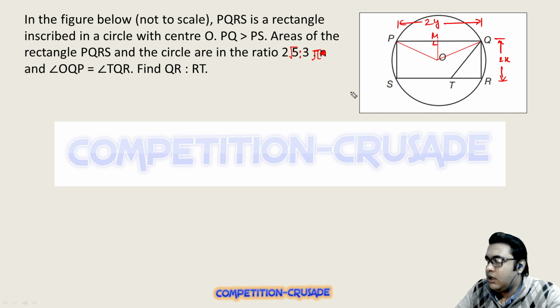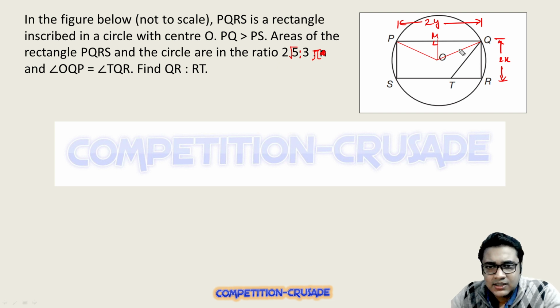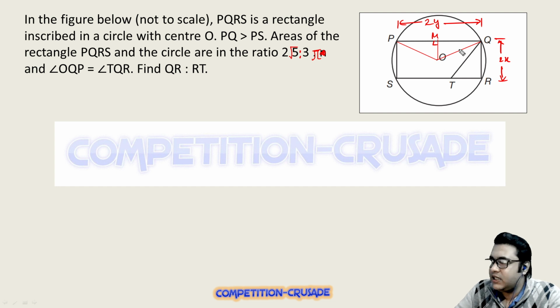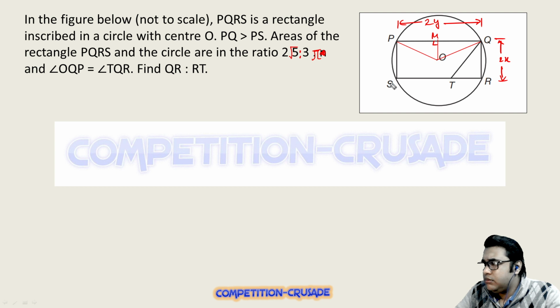All right. Now, why exactly have I used variables 2y and 2x? Precisely because it will make my life much more easier. I will not have to make use of the variables. So let's make some sense. Okay, so first thing that is given to me is area of the rectangle PQRS upon area of the circle.